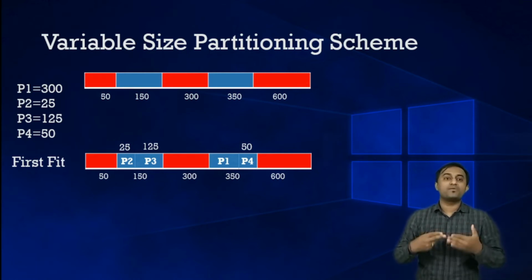Now the next request, P3, is equal to 125.